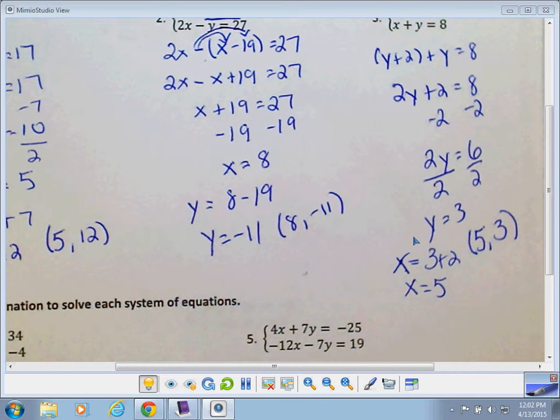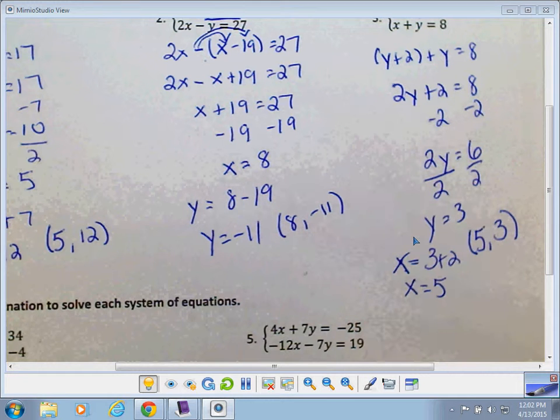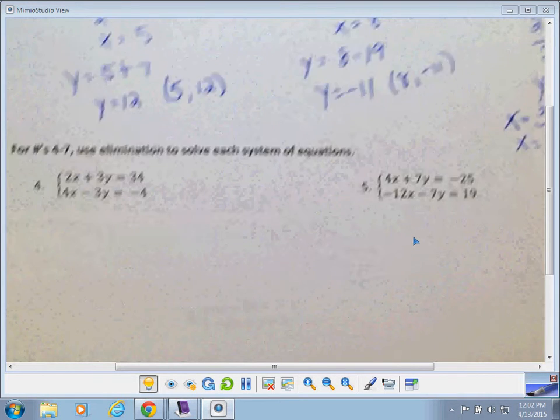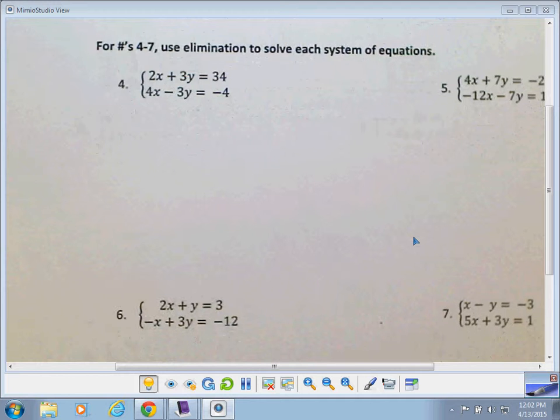So that's substitution. You only really ever want to use substitution whenever you do have one of the variables by itself. If not, then you'll probably end up using elimination, which is what we're going to go over next. So numbers 4 through 7 on this review go with elimination.